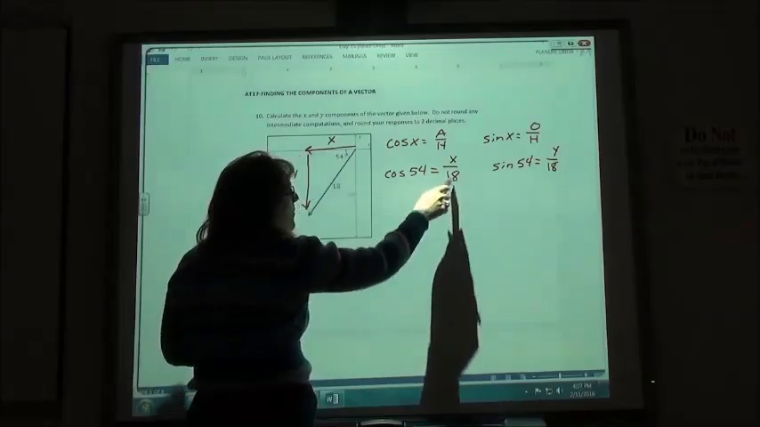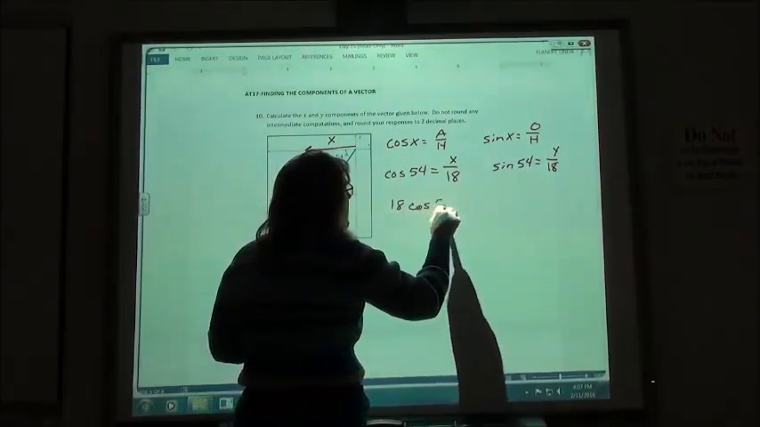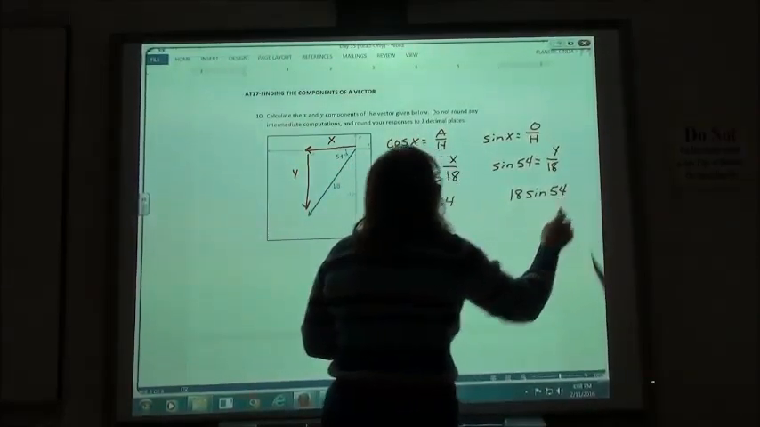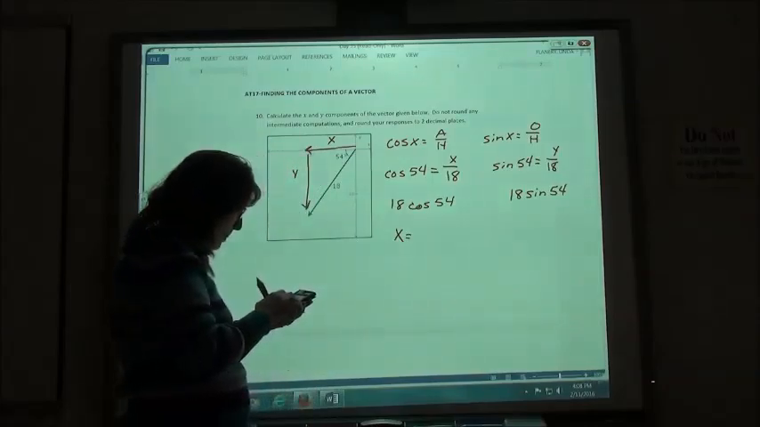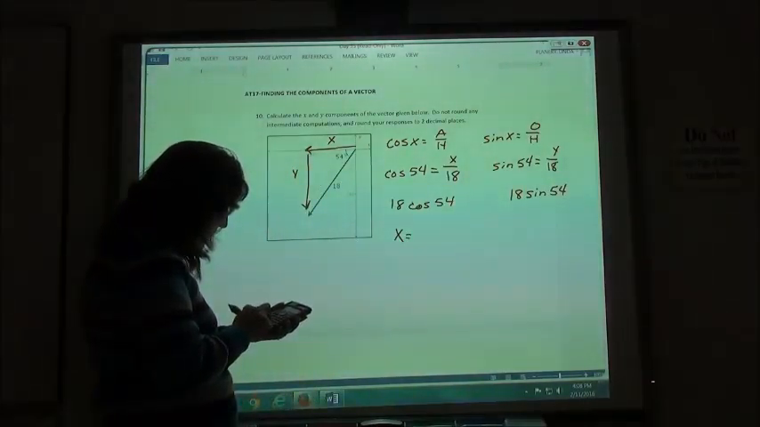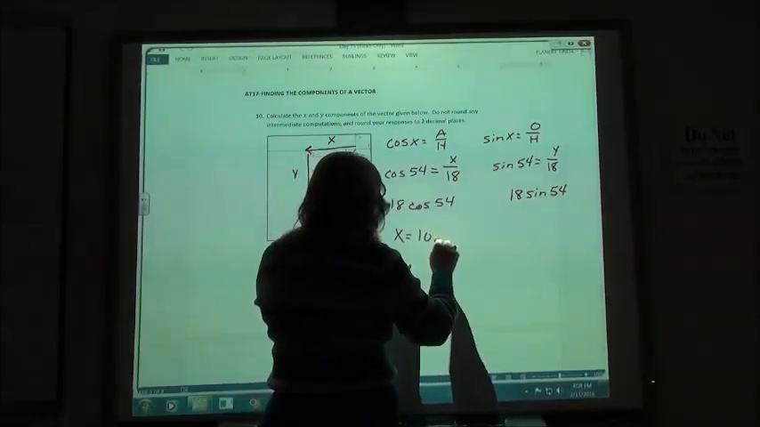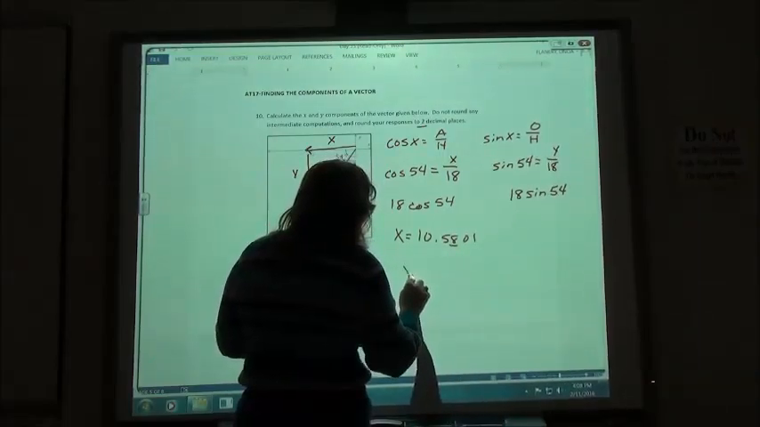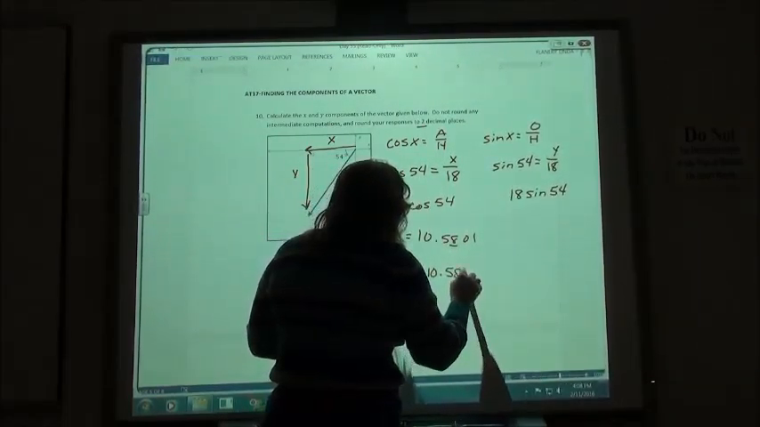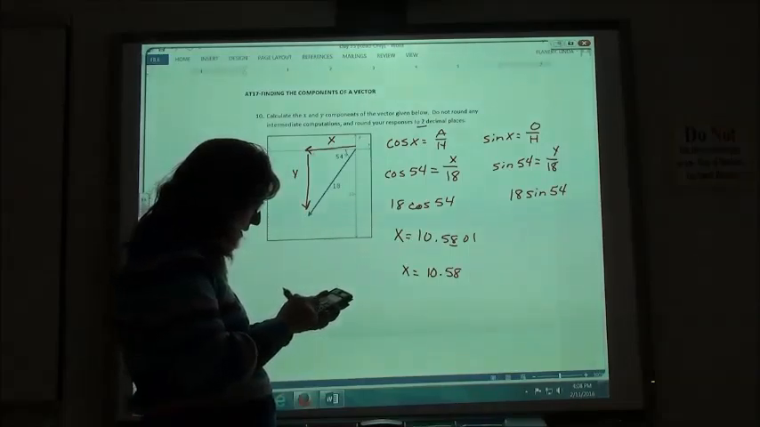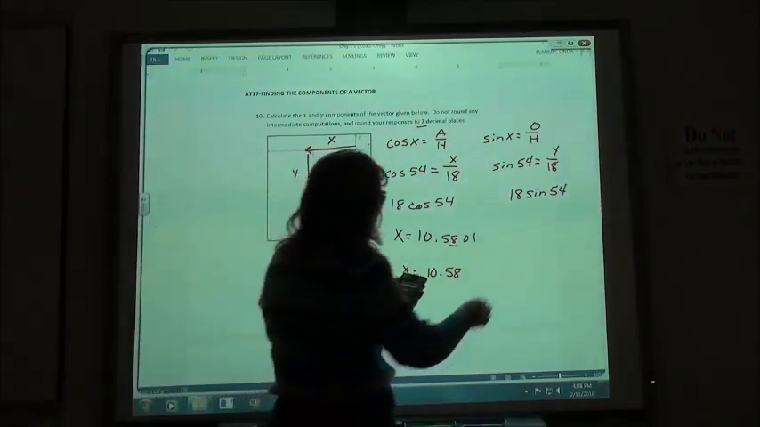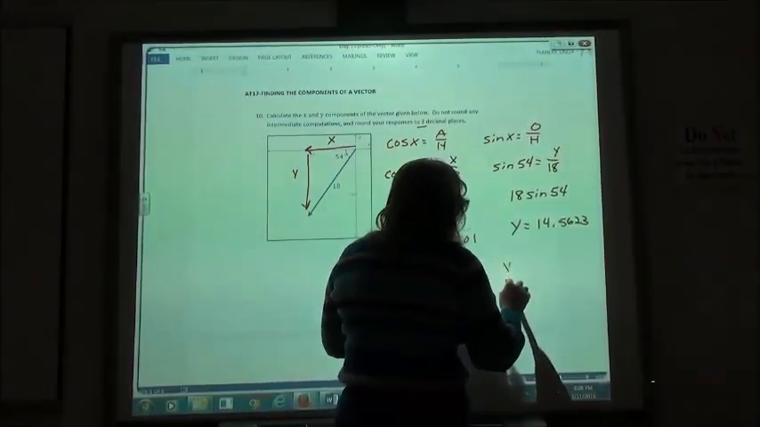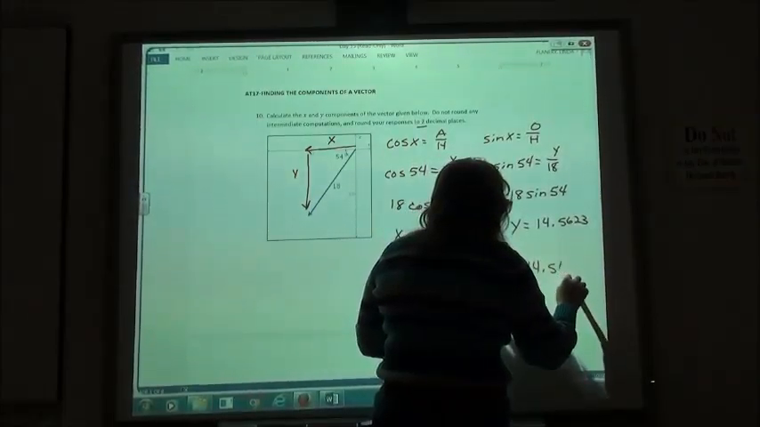So solving this one, all I'm going to do is 18 cosine of 54. Solving that one, I'm going to do 18 times the sine of 54. So 18 cosine of 54 is 10.5801. I'm rounding to 2 decimal places, so x is going to be 10.58. 18 times the sine of 54 would give me 14.5623, so y is going to be 14.56.